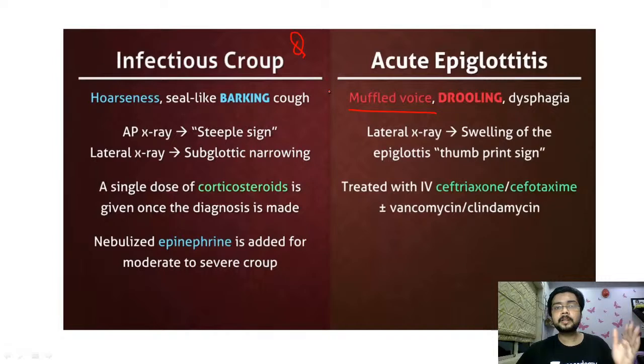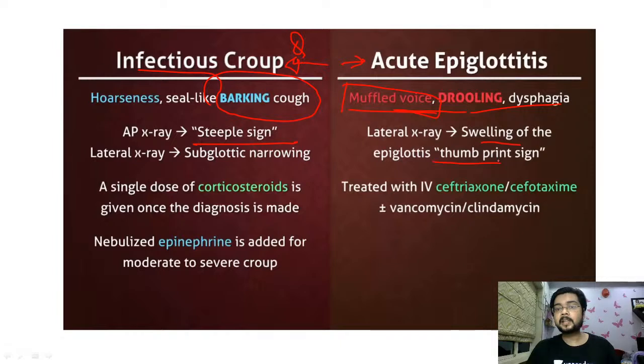So how will you differentiate? This time they asked acute epiglottitis. Another time they can ask you infectious croup. In acute epiglottitis, you will see drooling, dysphagia, and a muffled voice. In infectious croup, you can see a barking cough, the steeple sign in place of the thumb sign, and subglottic narrowing. In infectious croup, you will give a single dose of corticosteroid, and in acute epiglottitis, you will manage with antibiotics. Okay.